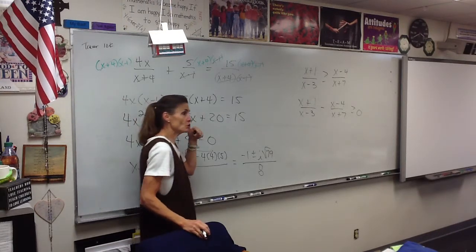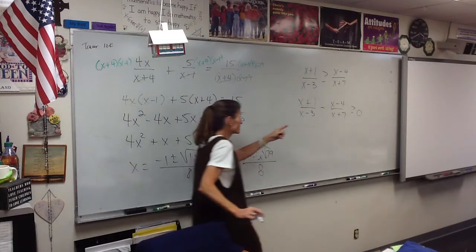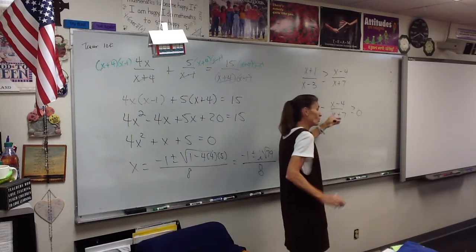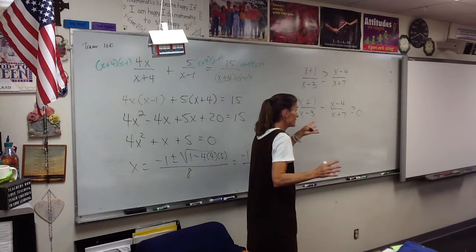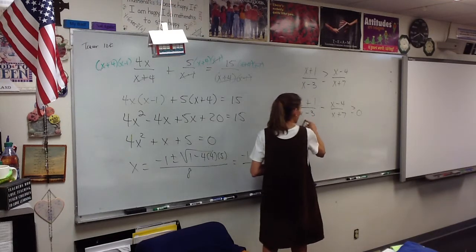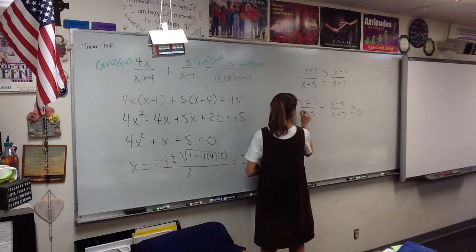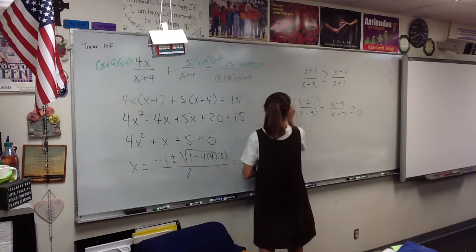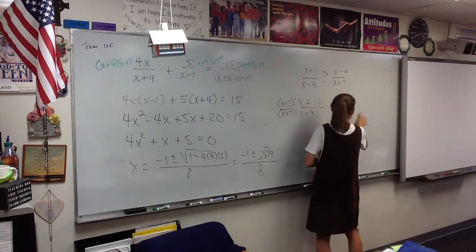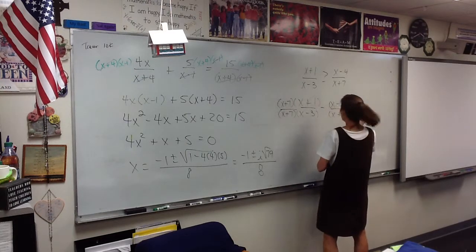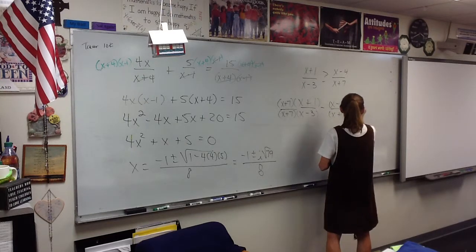You got two fractions here, and you want to subtract them. So what do you have to do when you subtract fractions? Get a common denominator. So this time, we're going to have to do both fractions. This one's going to need an x plus 7. And this one's going to need an x minus 3.